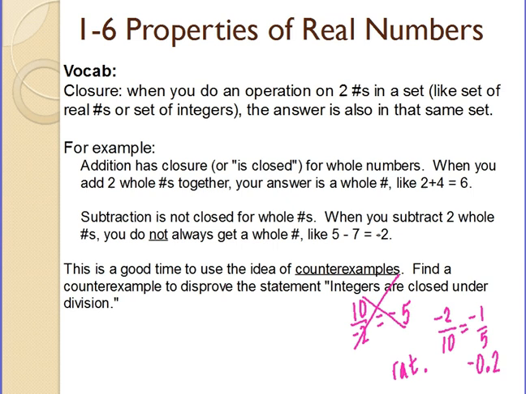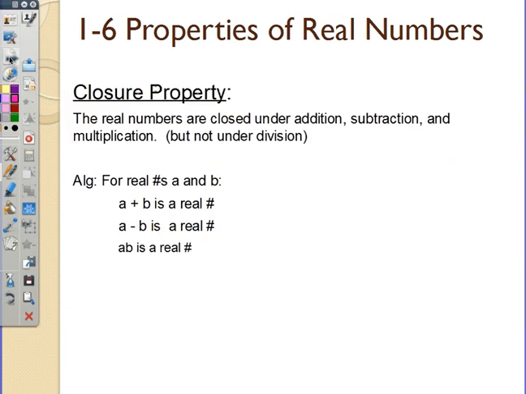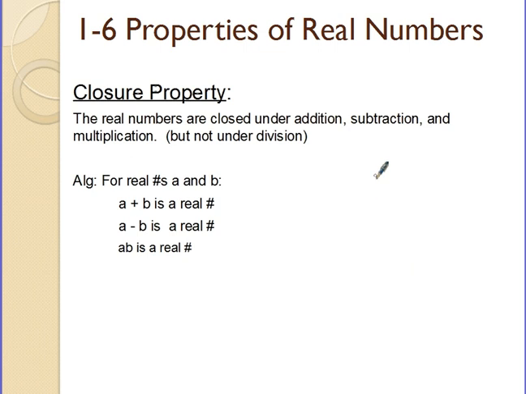What the closure property actually says here, right, is that the real numbers are closed under addition, subtraction, and multiplication, but not under division. So when you add two real numbers, you get another real number. When you subtract two real numbers, you get a real number. When you multiply, you always get a real number, but not when you divide. And the main example for that would be if you divide, like 5 divided by 0, that's undefined, right? So that's your counter example. This is why, right, not division.